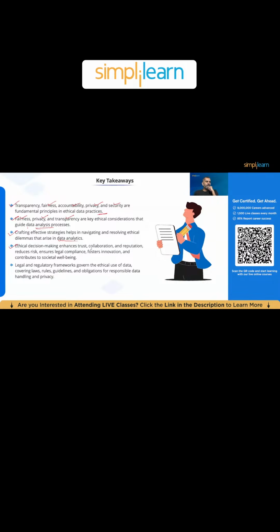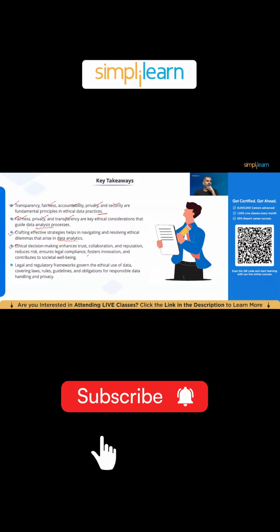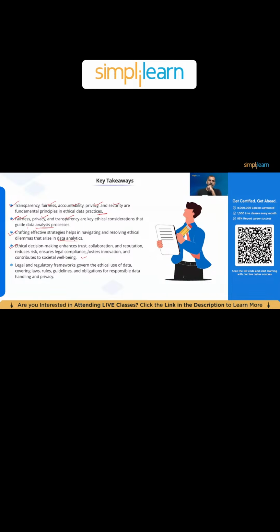Ethical decision making enhances trust, collaboration, and reputation, reduces risk, ensures legal compliance, fosters innovation, and contributes to social well-being. So if any organization follows data ethical practices, and the decision making is all ethical, not like Cambridge Analytica or the similar use case, can we say that it will help build trust among users, build the reputation of the organization, ensure all kinds of legal compliance, and even foster innovation. All these things will happen.